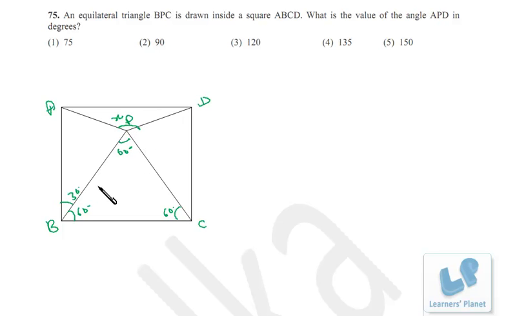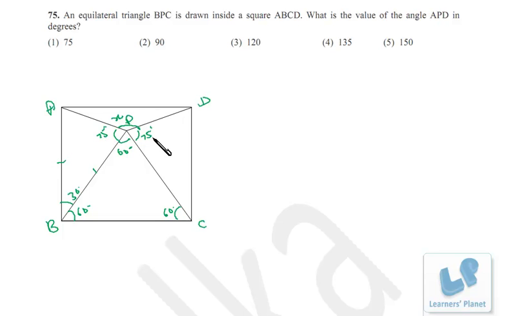Suppose it is X. Now this length is equal to this length, right? Because the triangle is equilateral, that means these two lengths are equal. And this length is of square. So this length is equal to this length, that means this length will be equal to this length, right? The same thing will be over here also. So this angle is 30 degrees. So this angle will be 75. This angle will be 75. Similarly, this angle will be 75, right?